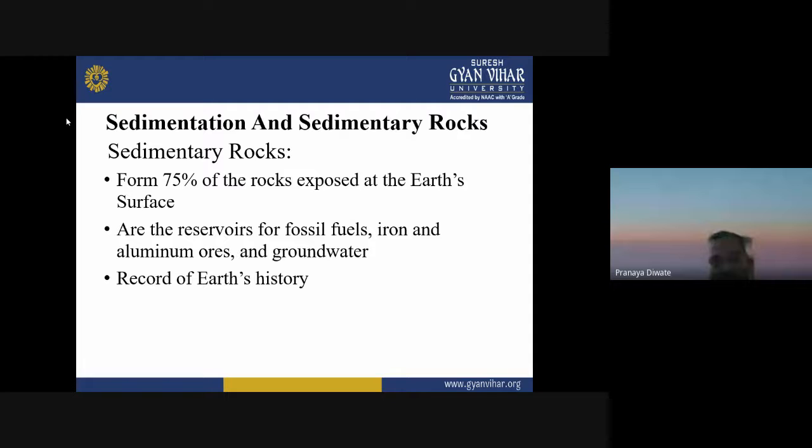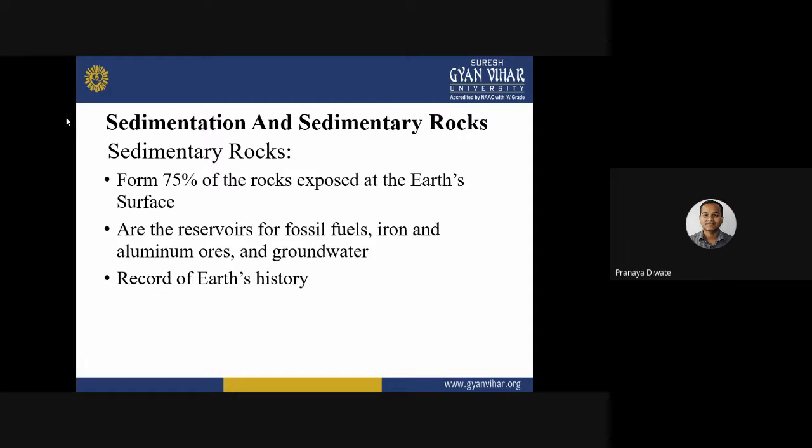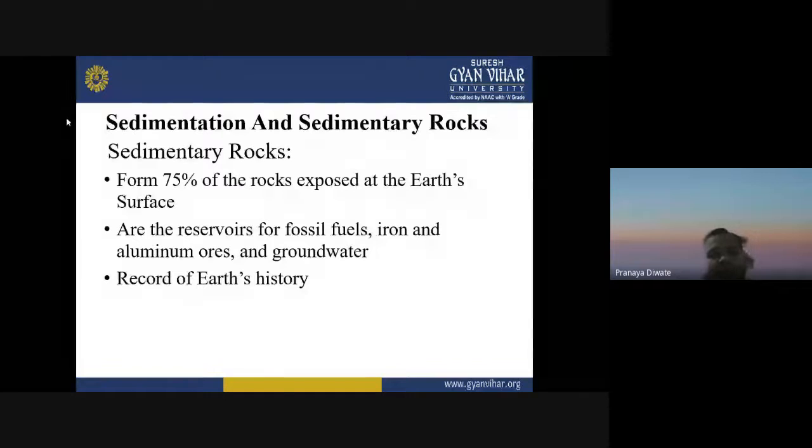They are the reservoirs for fossil fuel, iron, aluminium, and groundwater, and they record the earth history. Most of the fossils you can also find there.